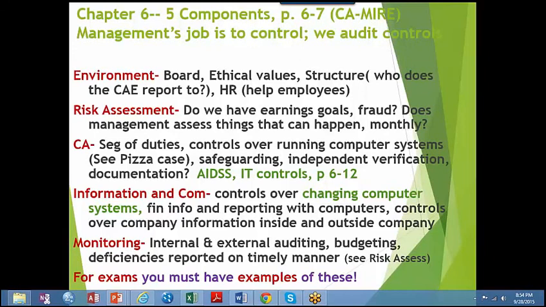The risk assessment, we've talked about that in terms of an enterprise risk management assessment of the organization. What can go wrong? The control activities, policies and procedures, segregation of duties, running the computer systems, safeguarding assets, internal controls related to password protection on your computers, as an example, is a control activity. Information communication, we've talked about this. Monitoring, this is part of what internal audit does.